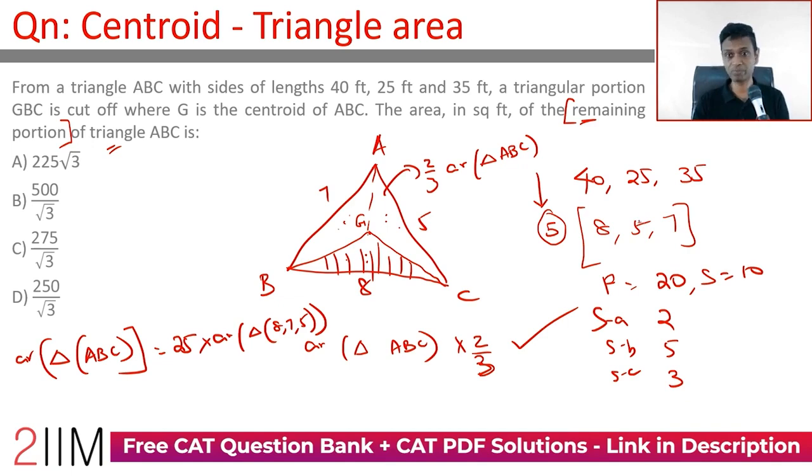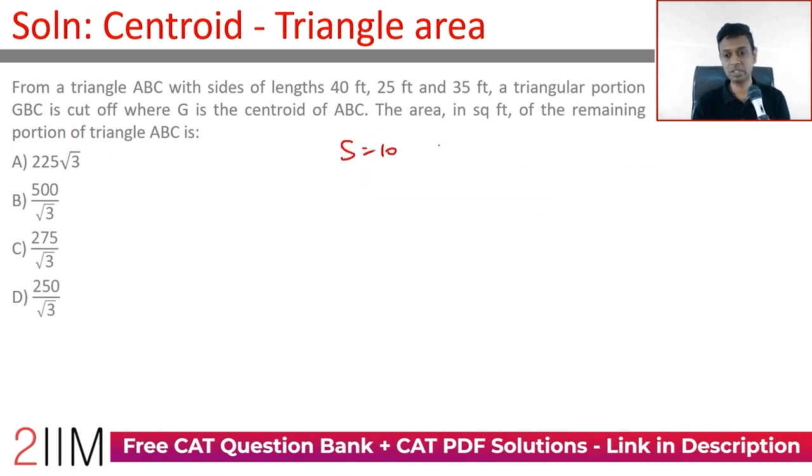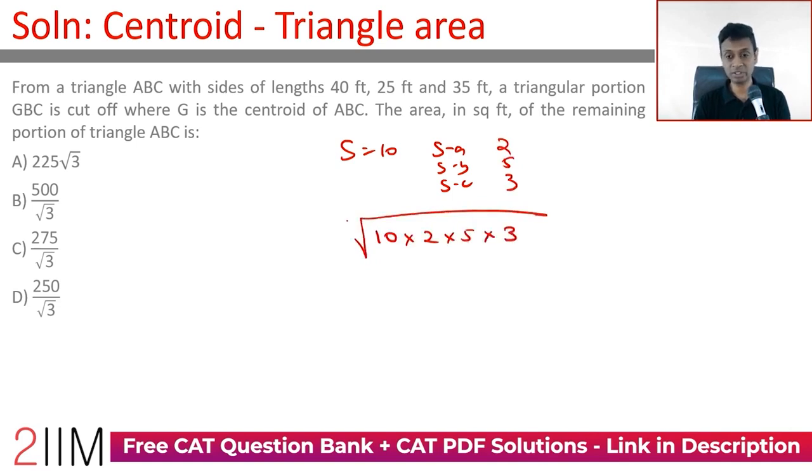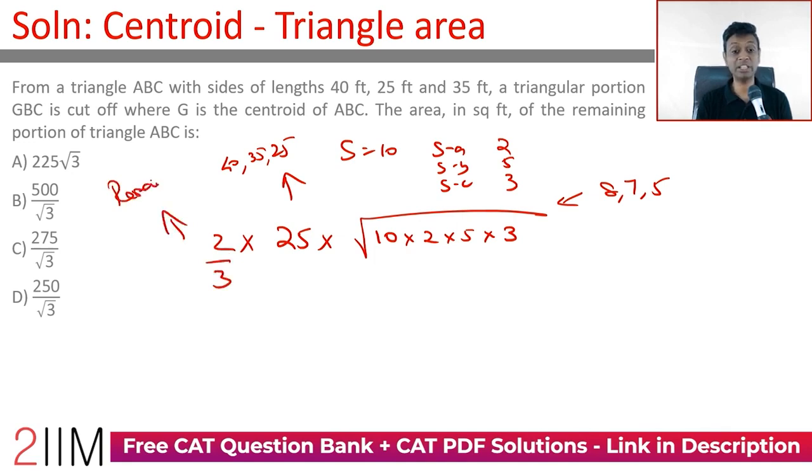Now I'm going to do the computation. I know semi-perimeter is 10. S minus A, S minus B, S minus C are 2, 5, 3. So area is square root of 10 into 2 into 5 into 3. This is area of triangle of sides 8, 7 and 5. This into 25, because now I'm not thinking about 8, 7, 5. I'm thinking about 40, 35, 25. This into 2 by 3, because here we are thinking about remaining portion, not BGC, but the remaining portion. Fine. Wonderful. 10 into 2 into 5 into 3.